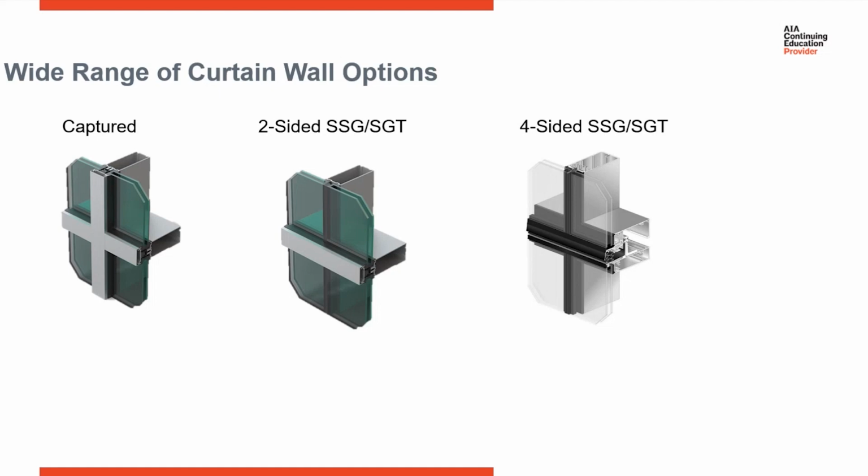There are multiple glazing options for current wall systems. These include captured, two-sided structural silicone glaze, or structural glazing tape, or four-sided structural silicone glaze. In captured systems, the glass is captured between the vertical mullions and a pressure plate cover, and is fully captured around all four edges of the glass panel. In a two-sided SSG system, either the verticals or horizontals are captured with a pressure plate and cover, and the other direction is then simply glazed either with structural silicone or a structural glazing tape. For a four-sided SSG system, there are no pressure plates or covers, and the glass is adhered to the verticals and horizontals using a structural silicone or structural glazing tape.